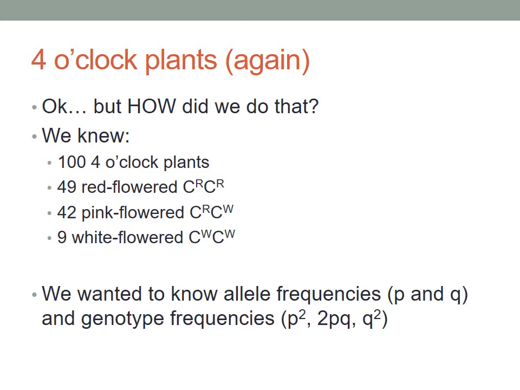So how did we come up with those answers on the last screen? Well, we know there's 100 4 o'clock plants. We know 49 of them are red, and the red ones have CR as their trait. The big C is standing for color. The R means red, whereas the W would mean white. We know that 42 of them are pink, so they're going to be CRCW because they have both a red and a white. And 9 of them are white, so they're going to be CWCW.